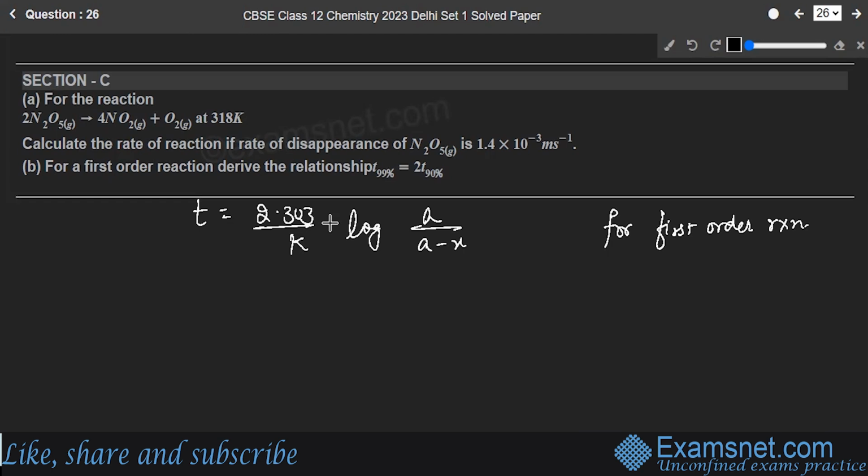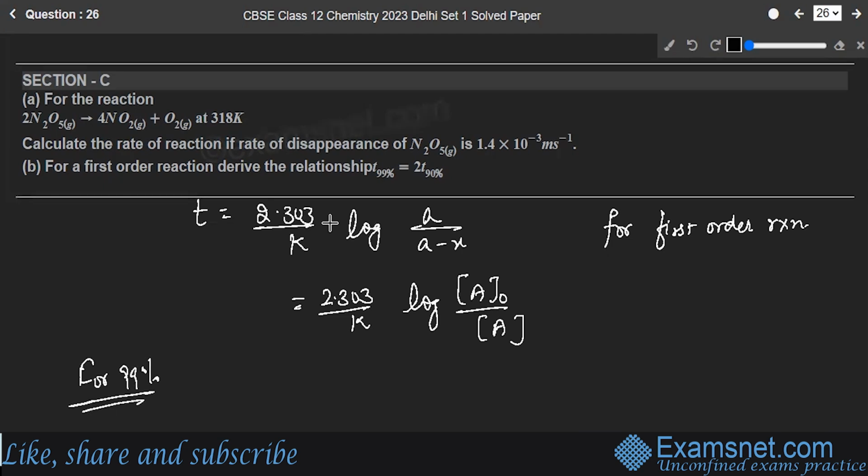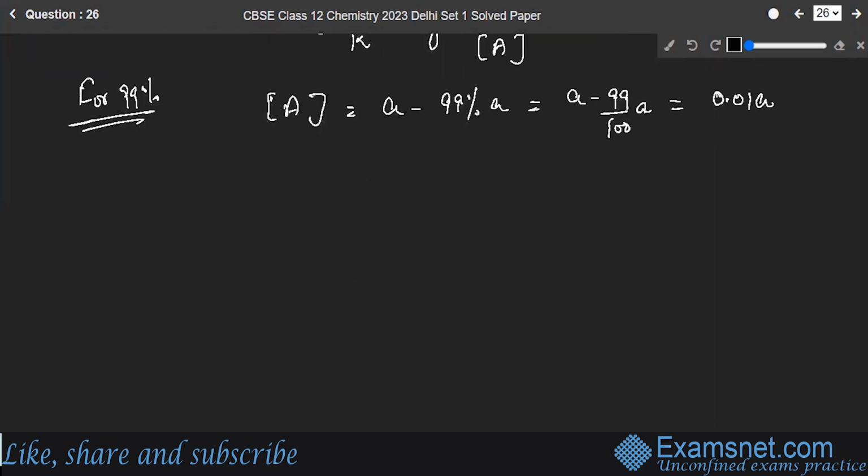So, this can be written as 2.303 upon K log of the concentration of A naught upon this. Now, for the 99% completion, you have the concentration as A minus 99% of A. This is equal to A minus 99 upon 100 of A, or this will come out to be 0.01 A. All right. So you have T 99% is equal to 2.303 upon K log of A upon 0.01 A.